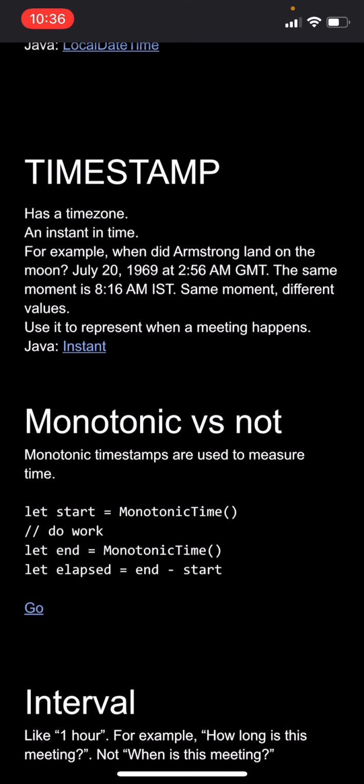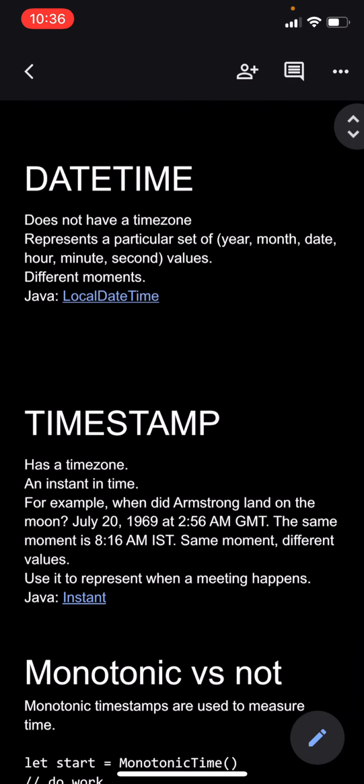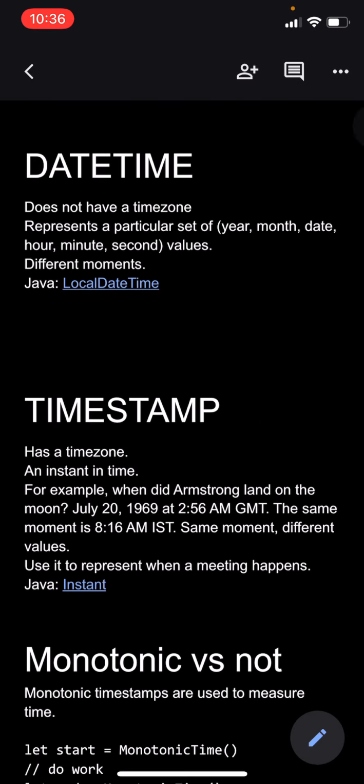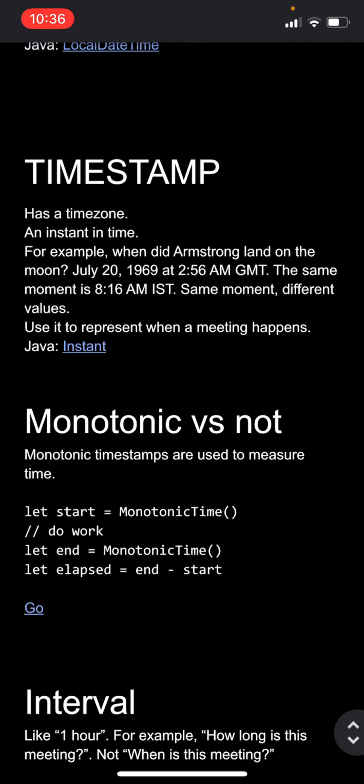So the point is, to summarize all of this, there are all these data types. There's a date time, there's a timestamp. You can use a monotonic clock or a non-monotonic clock, or you can use an interval data type to measure how long something took. These are different concepts. Understand the differences and use the correct one for your needs.